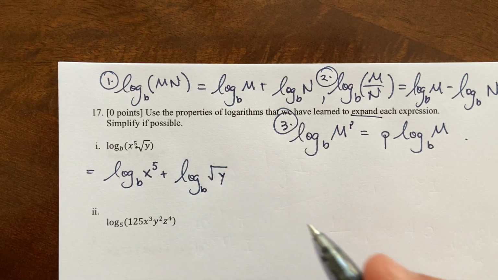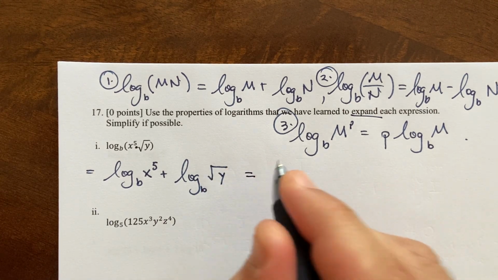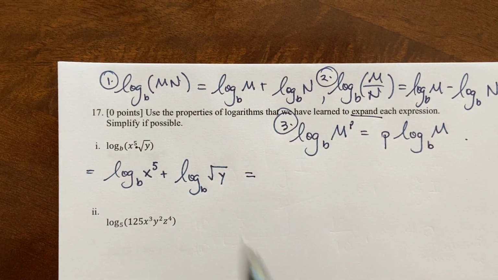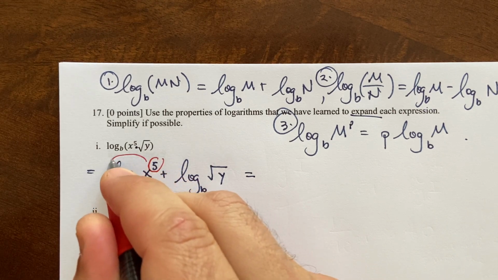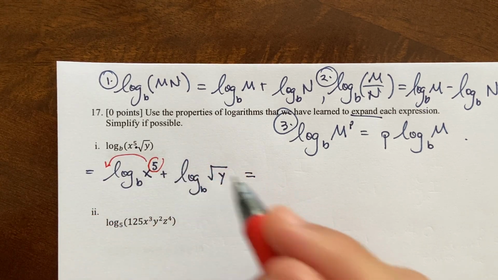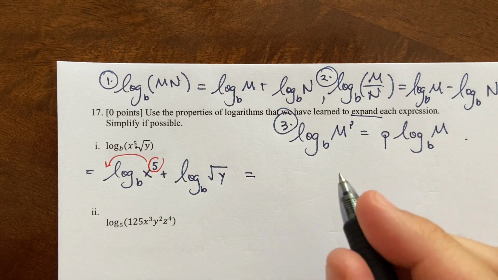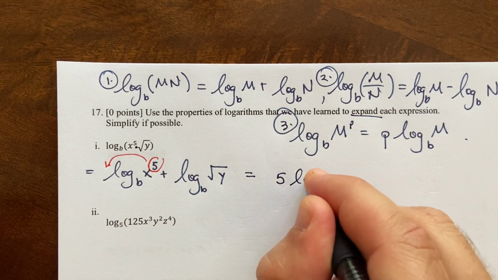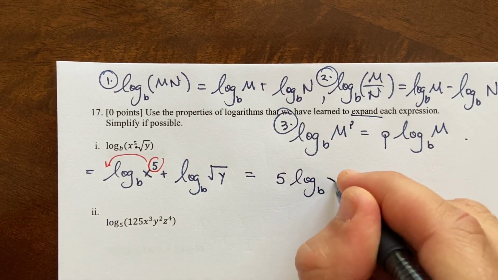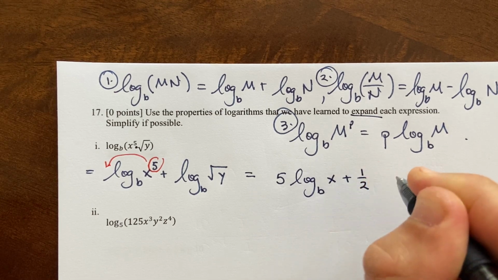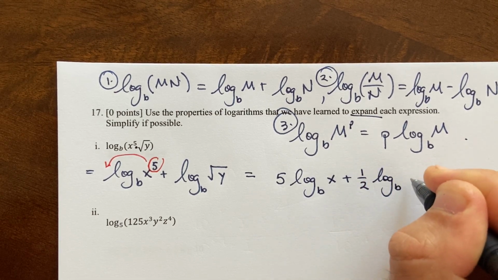The square root is the same as the power of 1/2. And also I can bring out this 5. So I'll bring out the 1/2 over here and the 5. So we get 5 log base b of x plus 1/2 log base b of y.